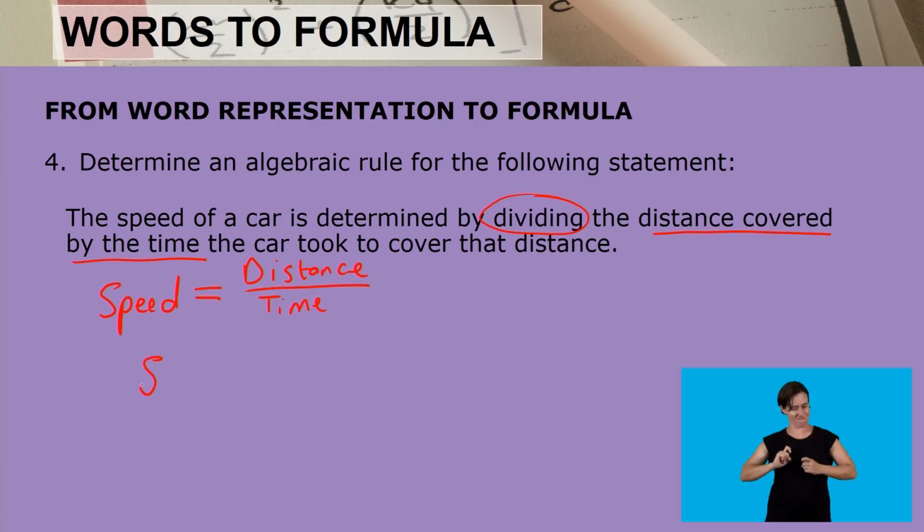So using our symbols here, we are just going to say that S to represent speed is equal to D to represent our distance, and this is divided by a time, or T, to represent that time. So that is what our algebraic rule would look like for that statement.